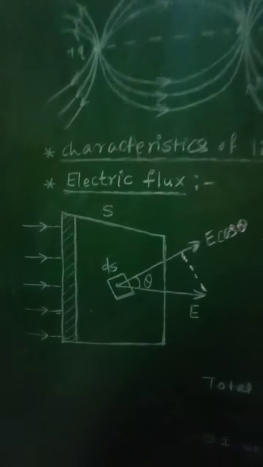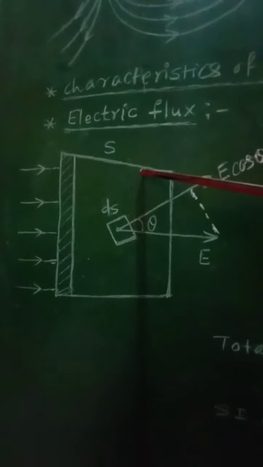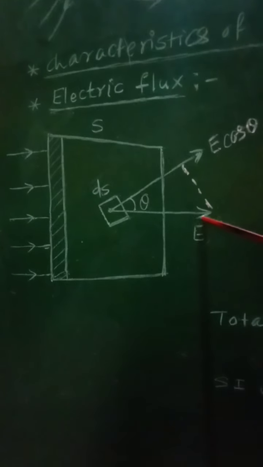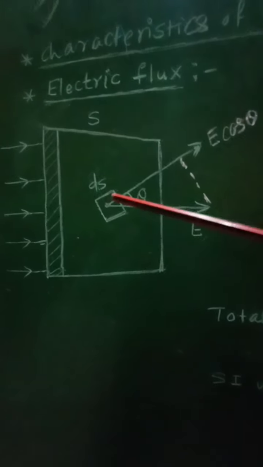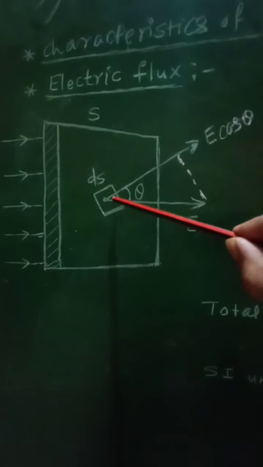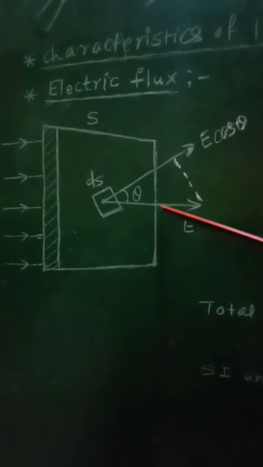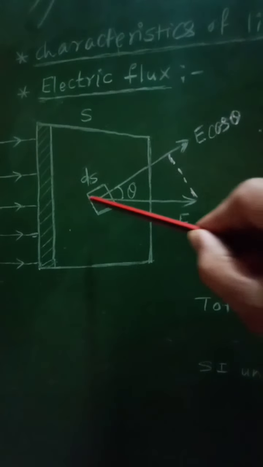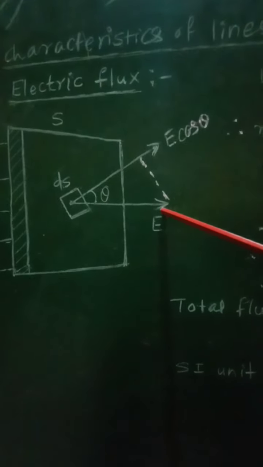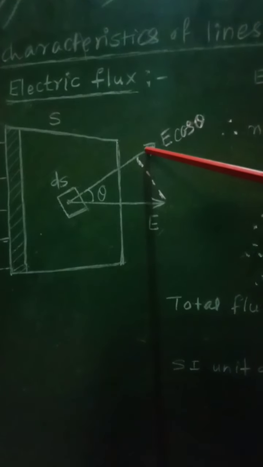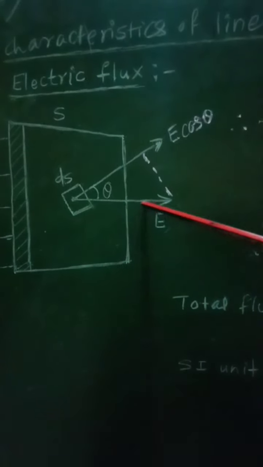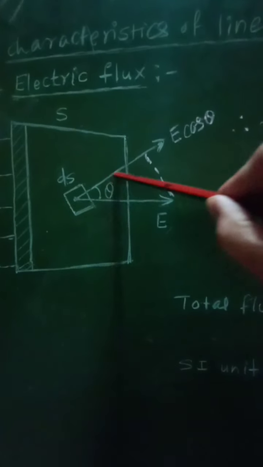Now, in this diagram we have considered a large surface area S, and the electric field is directed along this horizontal line, which represents electric field intensity E. Now let us consider a small surface area ds of this surface area S. The electric field is not perpendicular to this surface area ds, and therefore one of the components of E will be perpendicular to ds, so we have taken the angle theta between the direction of electric field E and the area vector ds.